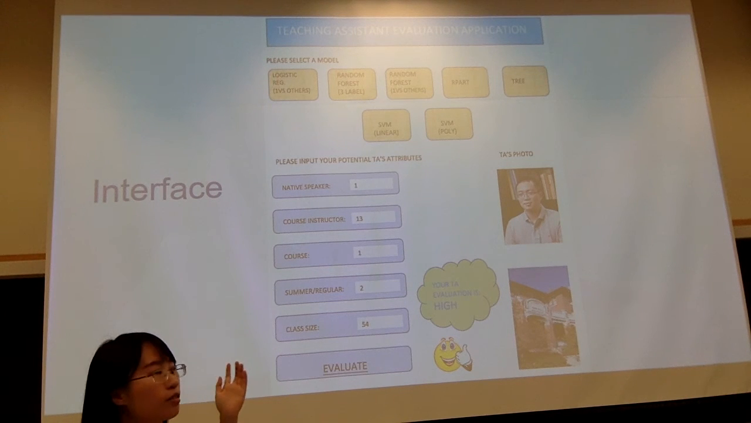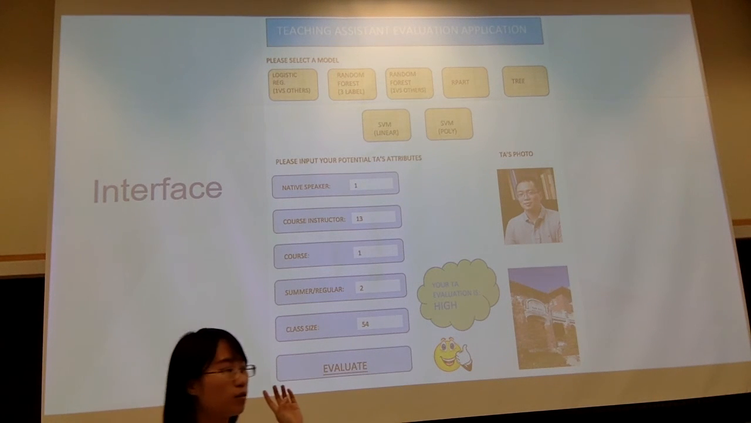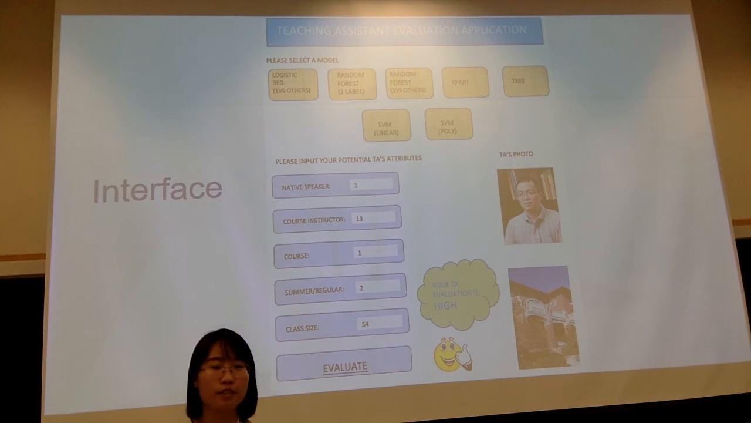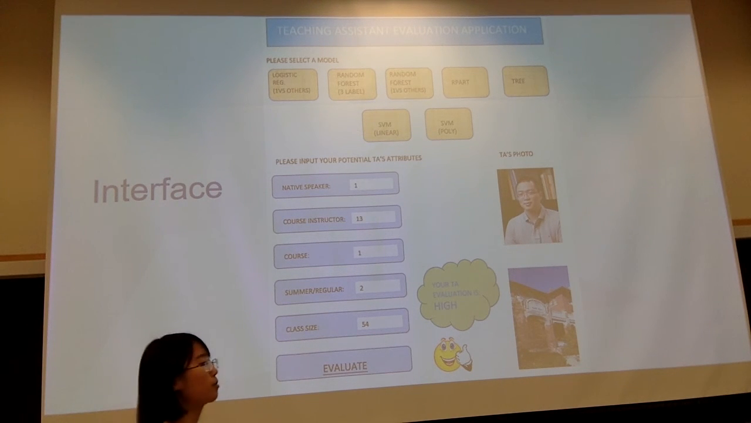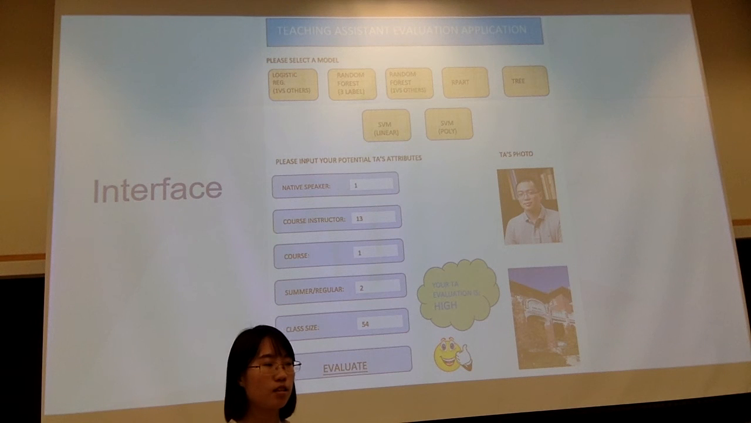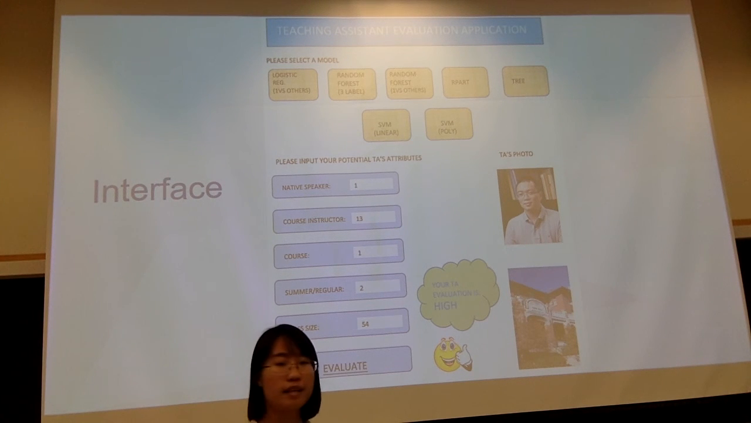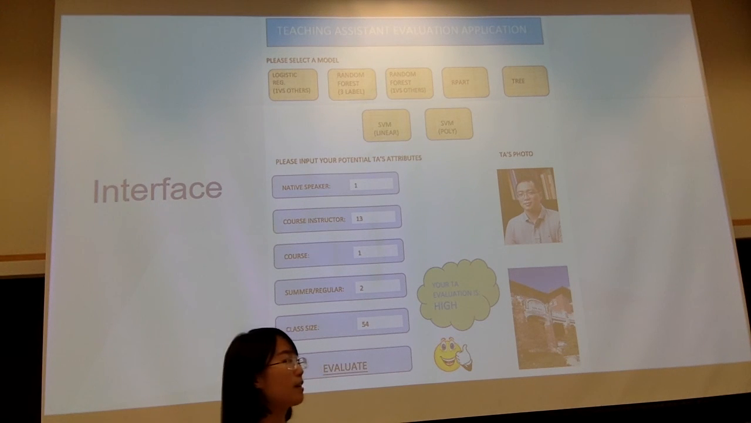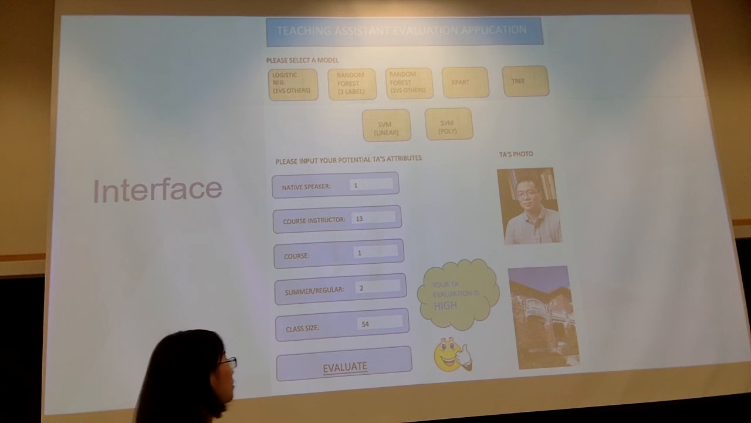Also, the user can choose which model they want to use. Like Daniel said before, if the professor is conservative, then he can choose a model that tends to under-evaluate the TA. If the professor is more open to new students, new TAs, they can choose a model that tends to evaluate the TA neutrally or overestimate the TA's ability.